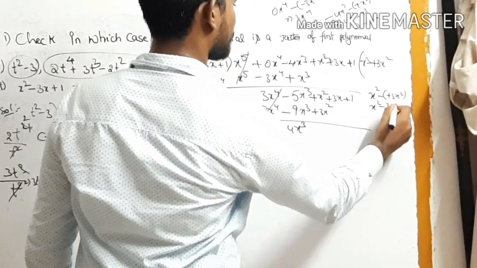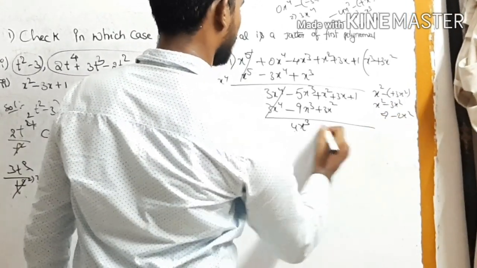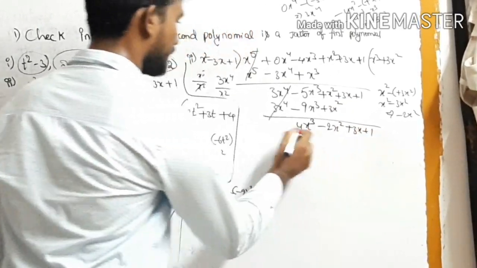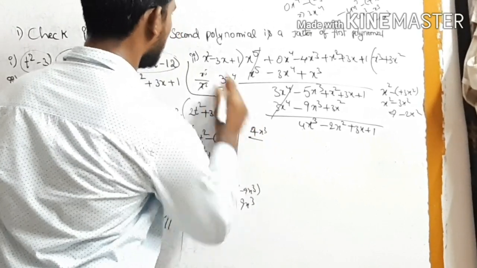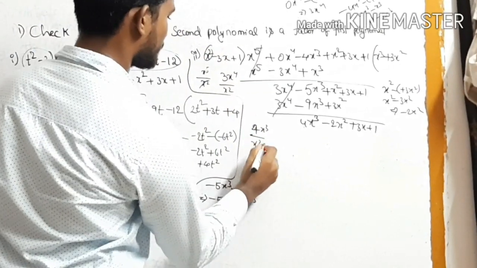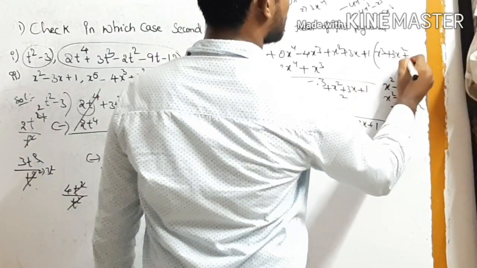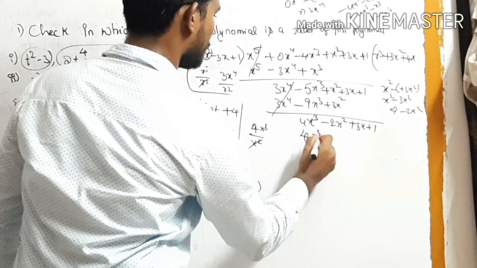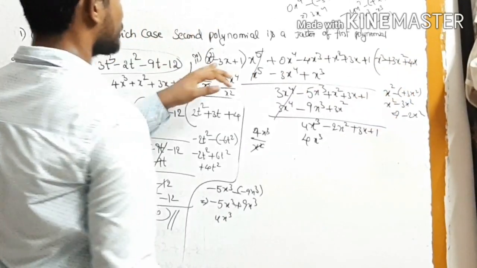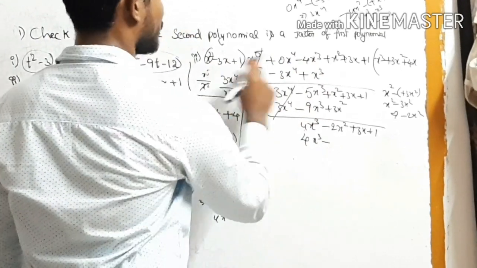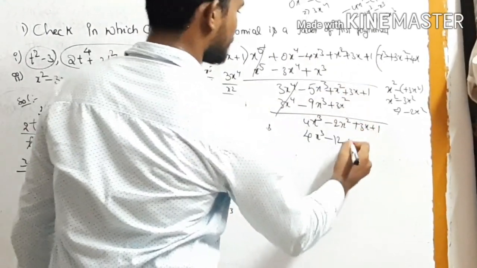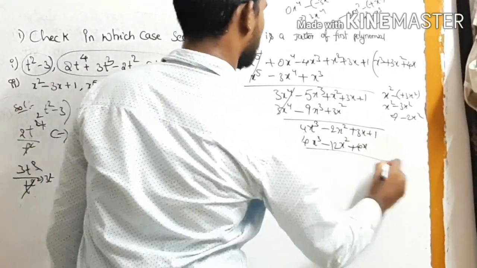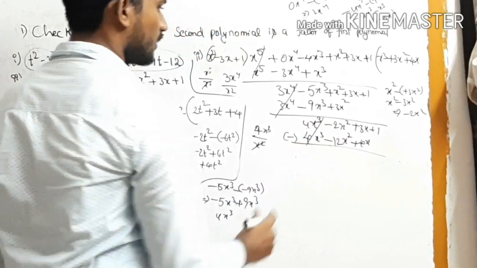This x square minus of plus 3x square, x square minus 3x square, that is minus 2x square. Minus 2x square, next as it is plus 3x plus 1. 4x cube by x square is 4x, so plus 4x. x square into 4x is 4x cube, minus 3x into 4x, 3 fours are 12, minus 12x square, then plus 1 into 4x, plus 4x. By doing subtraction, this term cancels.